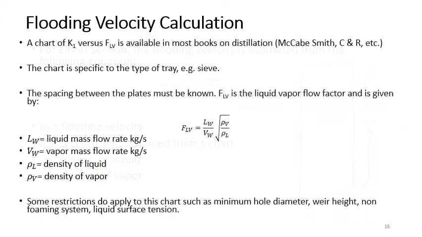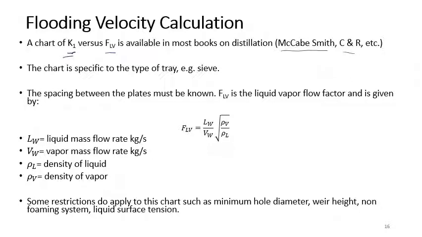So in the previous slide, you know that you need to find out what is K1, the coefficient. To get K1, you need to calculate FLV. The chart of K1 versus FLV is available in most books on distillation, for example the McCabe-Smith book, the Coulson Richardson book, etc. This chart is specific to the type of tray, e.g. sieve tray, valve tray, bubble cap tray. So you need to decide what kind of tray you want to use, and then use that chart to find out the value of K1.